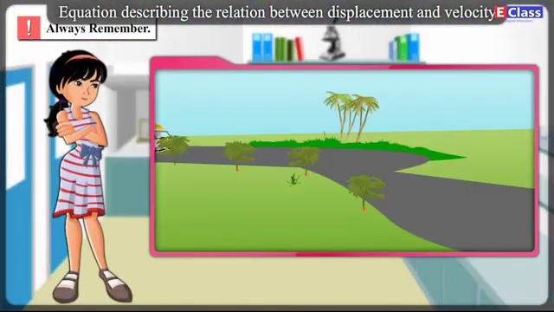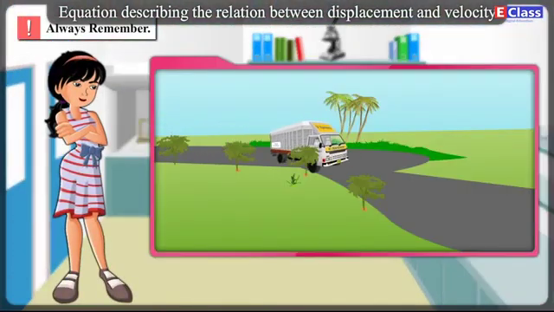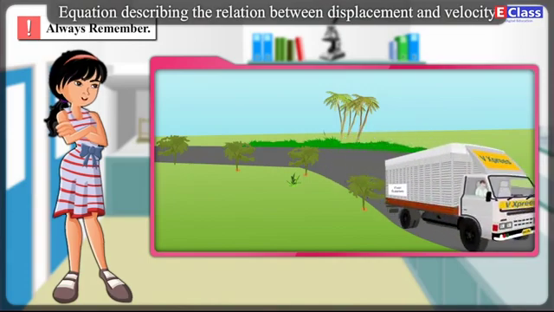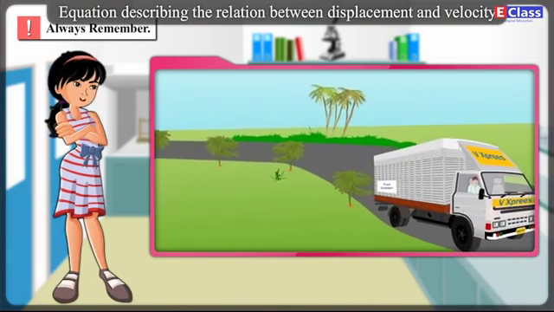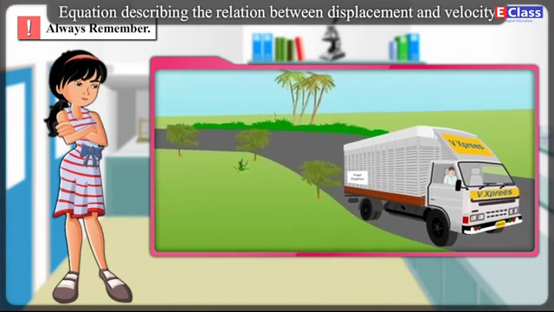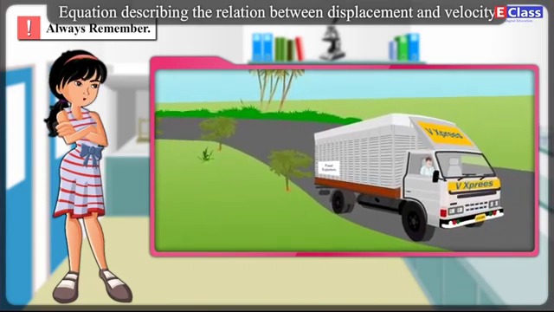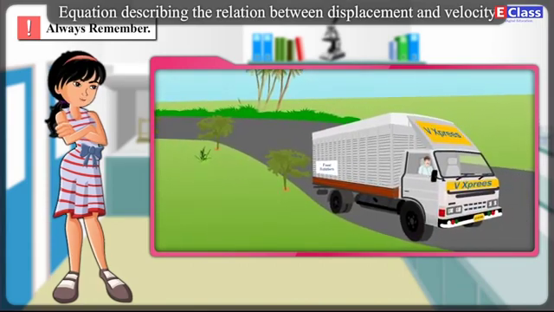Always remember, the velocity of an accelerated object changes with time. Change in the velocity can be due to a change in direction or magnitude of the velocity or both.